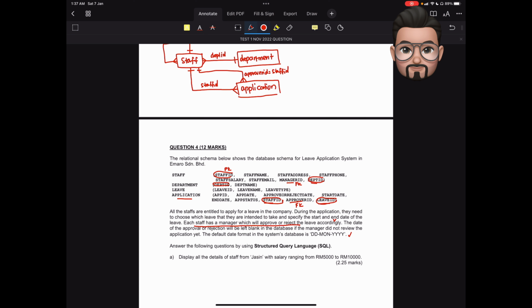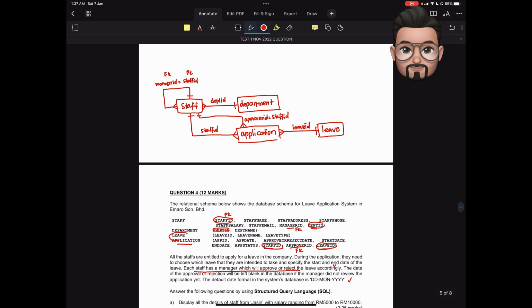Then another one we have is leave ID. Where does this leave ID come from? From the leave table. So application also has a link to leave: one leave, many applications. What is the common attribute? Leave ID. So application.leave ID equals leave.leave ID. Now we have finished drafting our ERD, so it will be easier for us to do the questions after this.